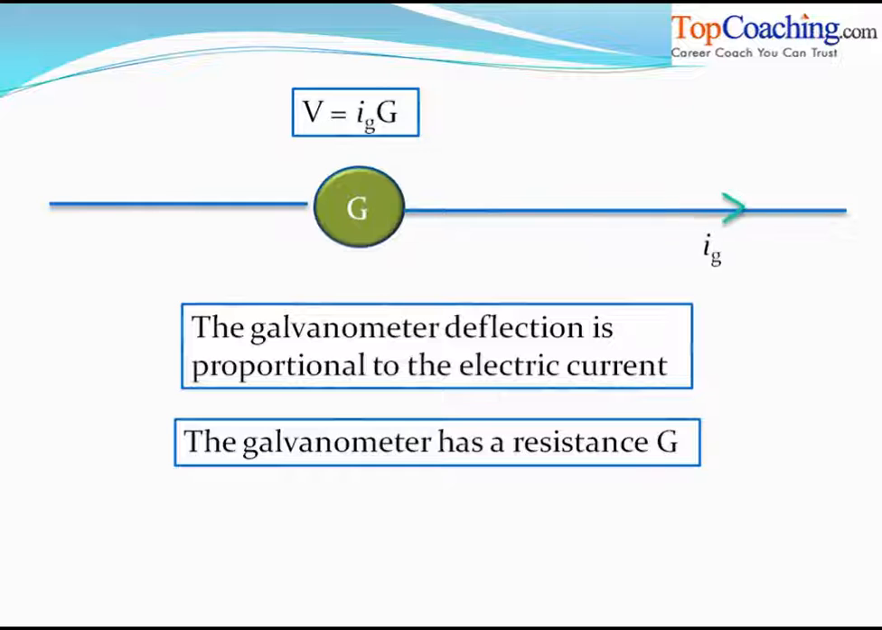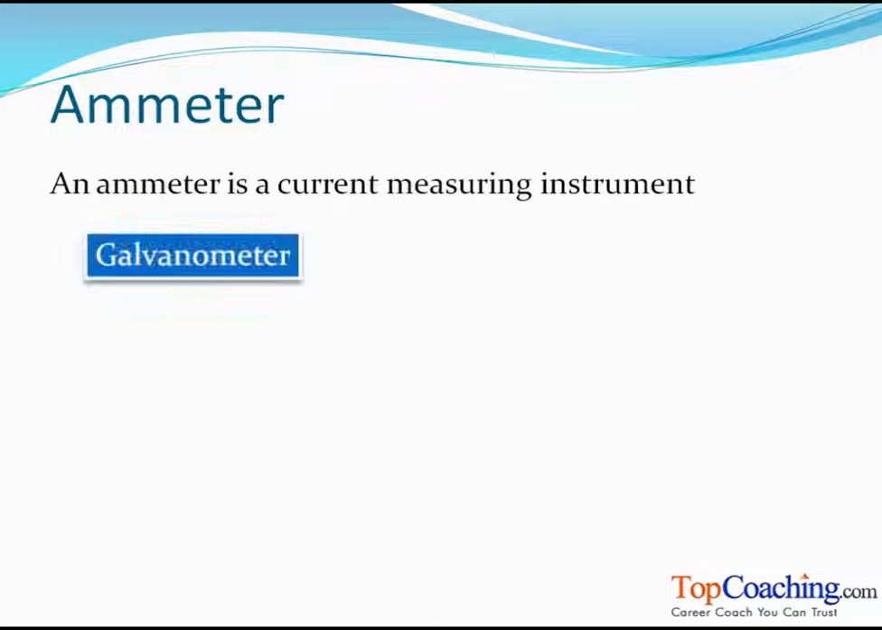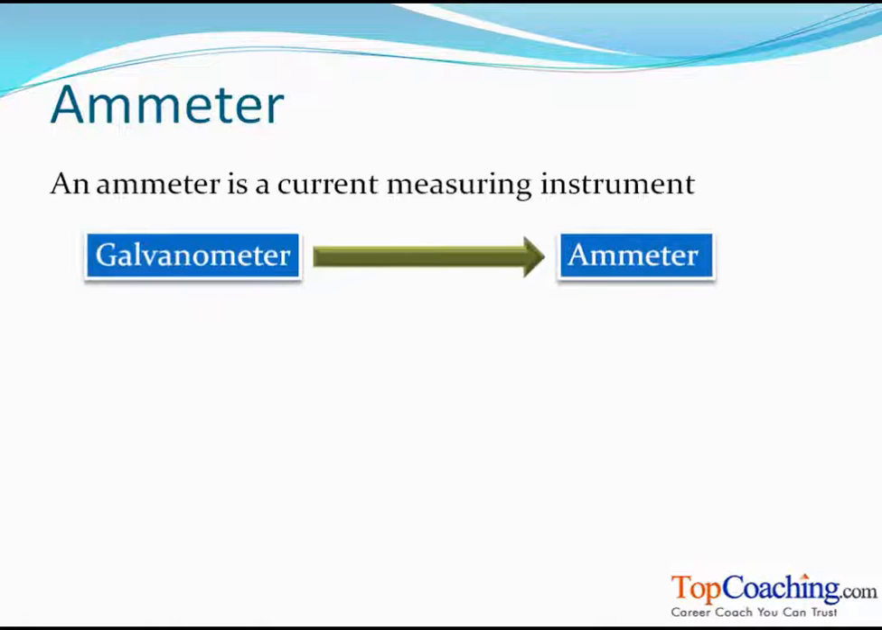Another very important instrument that's almost similar to a galvanometer is the ammeter. An ammeter is a current measuring instrument. So there's a small difference between a galvanometer and an ammeter. An ammeter actually tells you the value of the current, while a galvanometer just tells you whether the current is there or not there. A galvanometer can be modified to convert it into an ammeter.